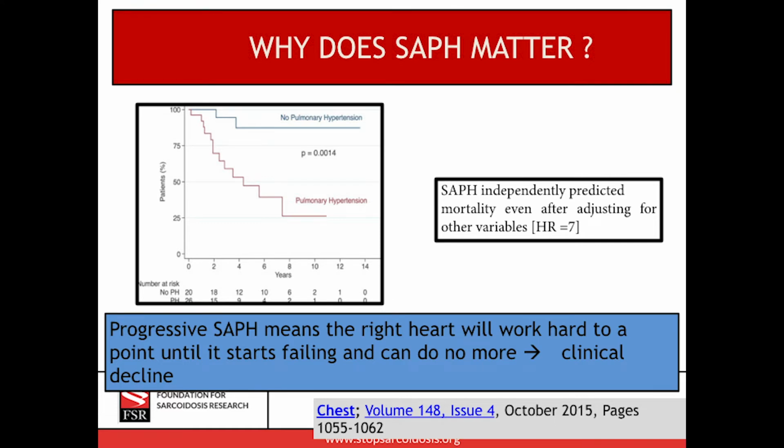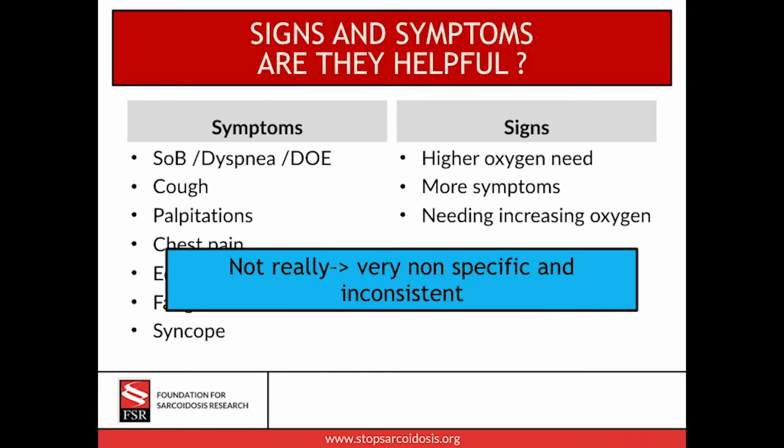What happens is, as there is increased blockage and the pump is pumping harder and harder, at some point the pump is going to say, I'm sorry, I cannot help more. It starts failing, and that's when you start seeing the clinical decline and heart failure.